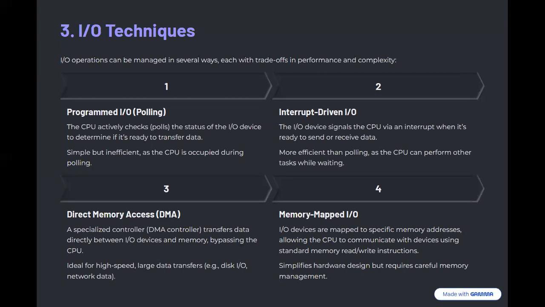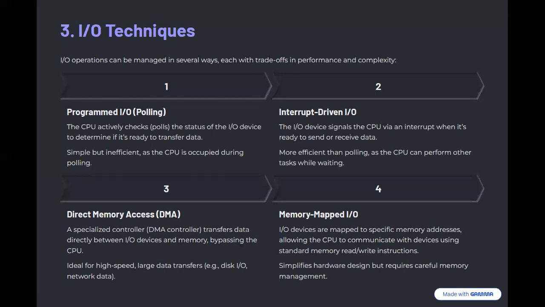The I/O device signals the CPU via an interrupt when it's ready to send or receive data. More efficient than polling, as the CPU can perform other tasks while waiting. Number three, direct memory access. A specialized controller (DMA controller) transfers data directly between I/O devices and memory, bypassing the CPU. Ideal for high-speed, large data transfers. Example, disk I/O or network data.